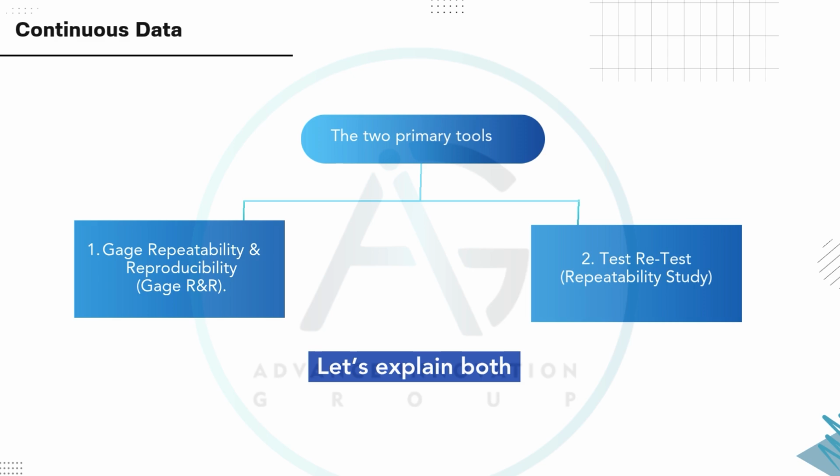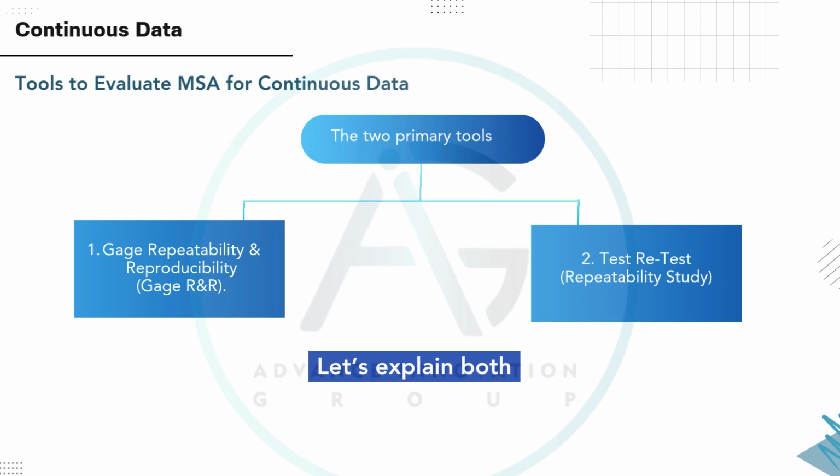This tool helps us understand how much of the observed measurement variation is due to the measurement system itself. It includes repeatability, variation when the same person measures the same item with the same equipment. Reproducibility, variation when different people use the same equipment to measure the same item.